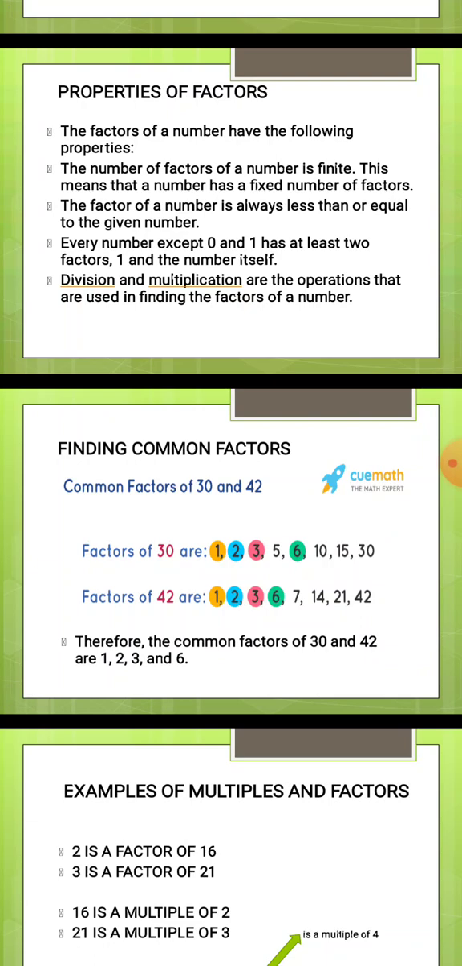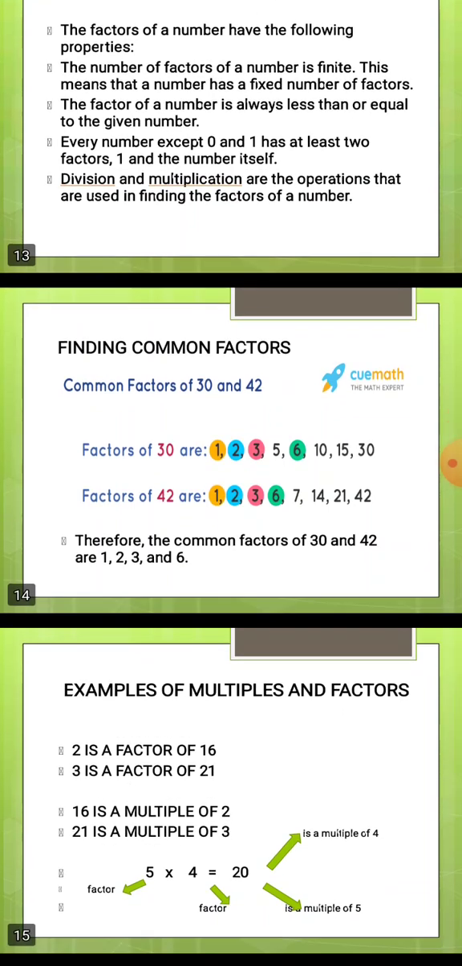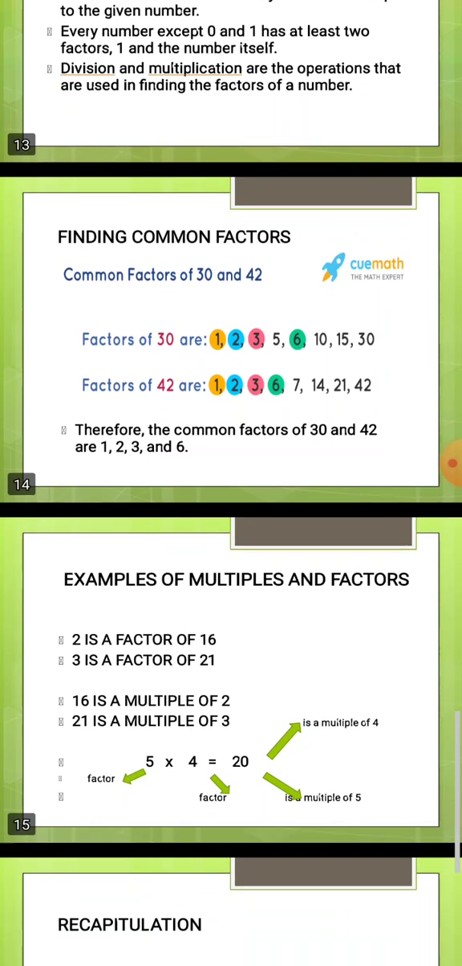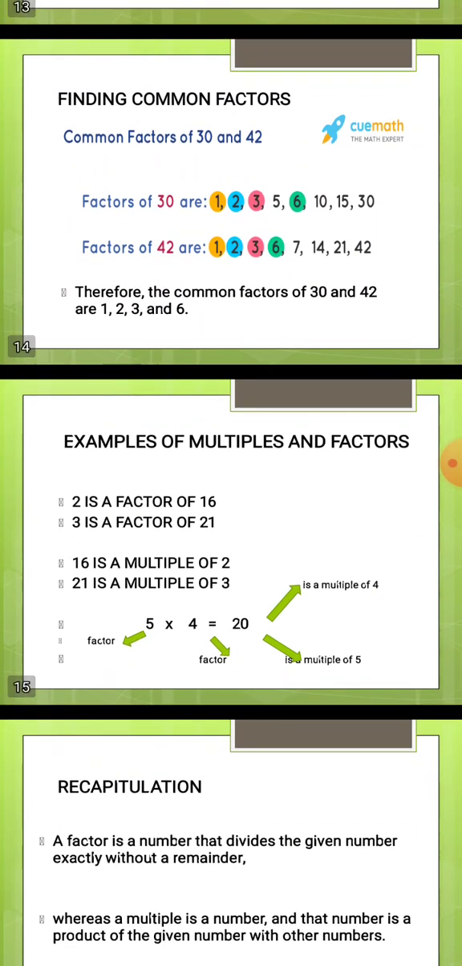The factors of a number is always less than or equal to the given number. Every number except 0 and 1 has at least two factors, 1 and the number itself. Division and multiplication are the operations that are used in finding the factors of a number. Now, how to find common factors? The way we have found the common multiples, in the same way we'll find out the common factors.